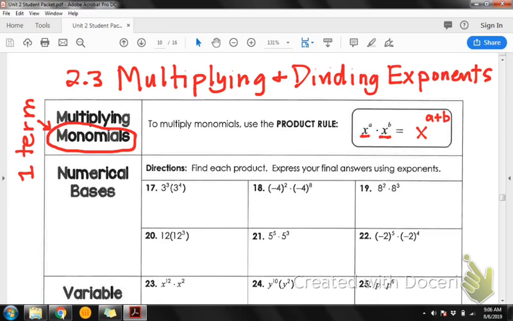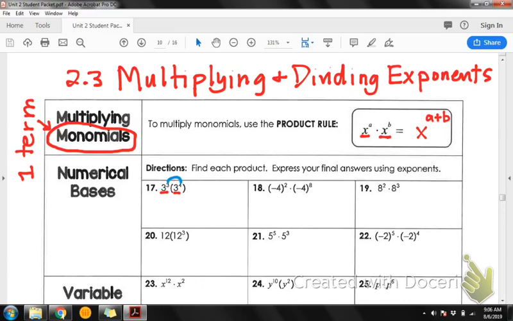So on number 17, it says find each product, which means you're multiplying, and then express your final answer using exponents. So when we look at number 17, first of all, what is the base? 3. You guys see the base is 3 for each of these, right? And what is the exponent then? What's the first exponent? 3. And then what's the other exponent? 4. So we are going to add the 3 and the 4 together.